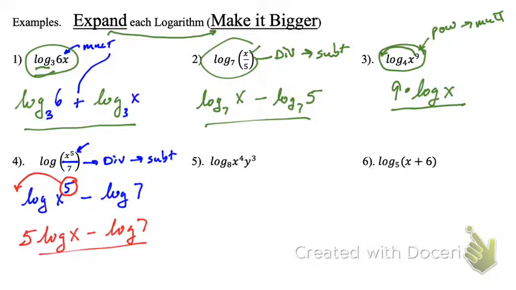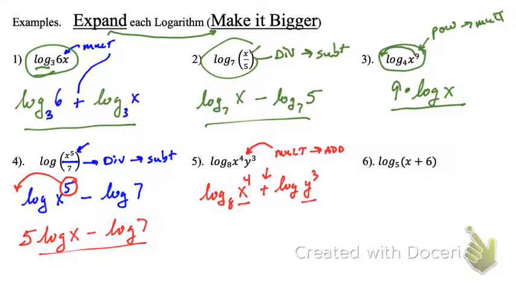Okay, making things bigger. All right, number 5, log base 8 of x to the 4th times y cubed. Sometimes it can help you just to read the problem and pay attention to what you're saying here. X to the 4th times, that means we have a multiplication. Means we need to change that into an addition. So it would be the log base 8 of x to the 4th, the two things we're multiplying together, x to the 4th plus the log of y cubed. We were multiplying an x to the 4th times a y cubed, so we split those apart with this addition.